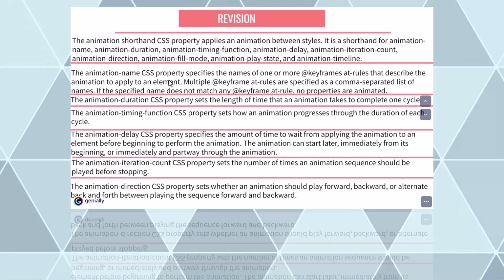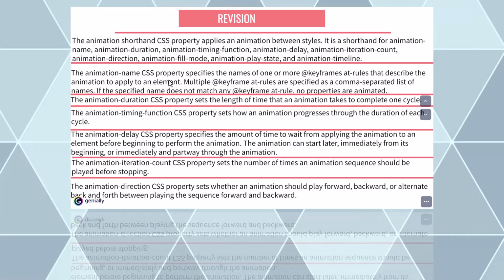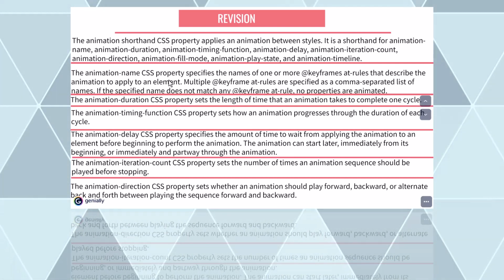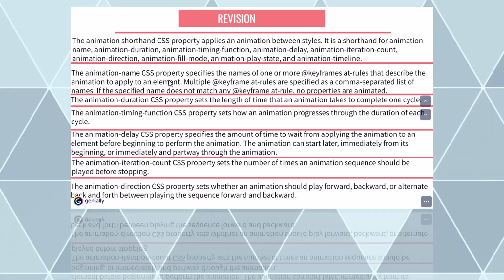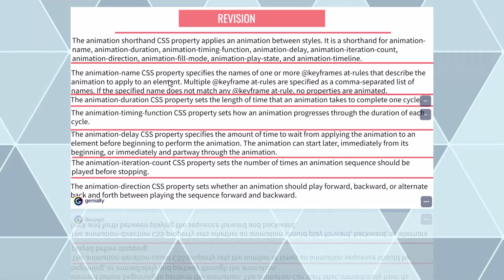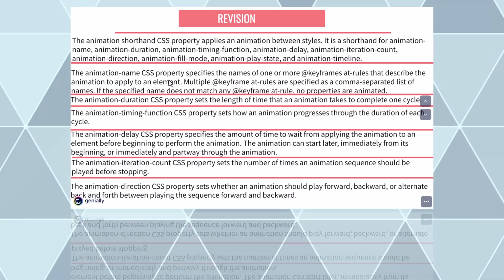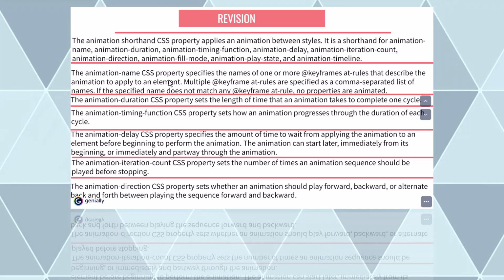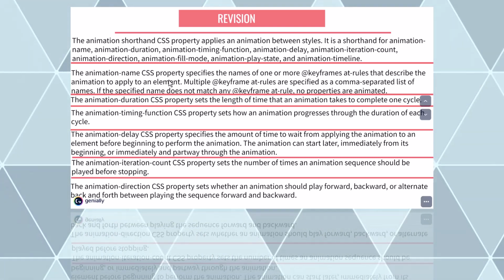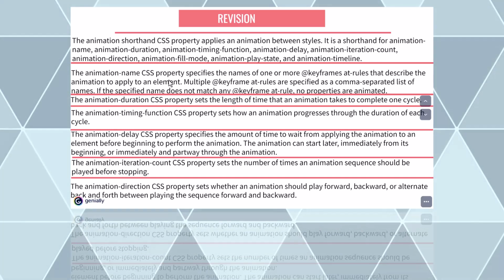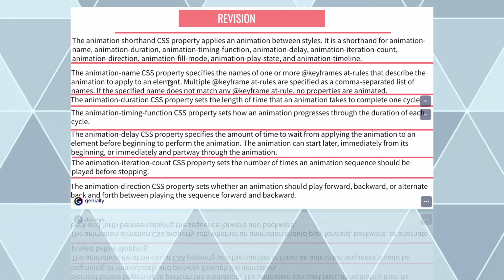So Tanvir, can you read the first line for me? The animation shorthand CSS property applies an animation between styles. It is a shorthand for animation name, animation duration, animation timing function, animation delay, animation iteration count, animation direction, animation fill mode, animation play state, and animation timeline.